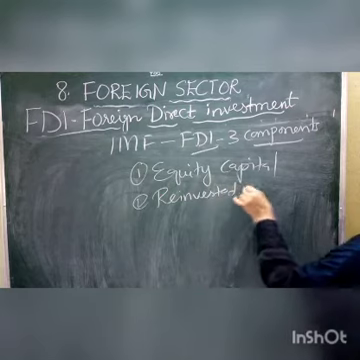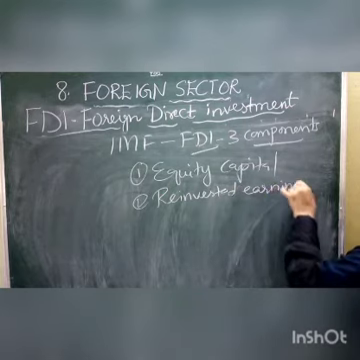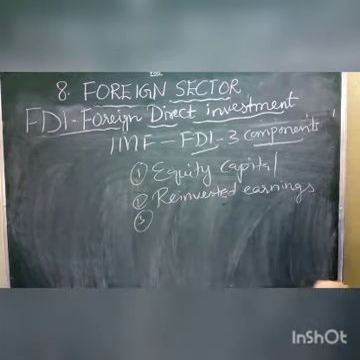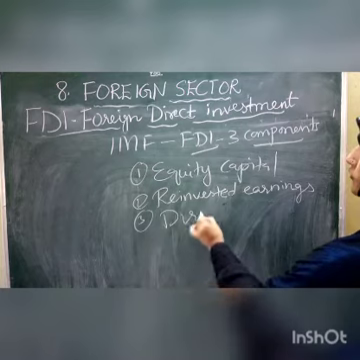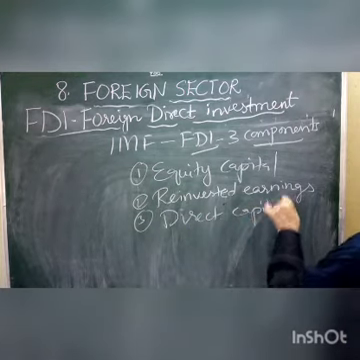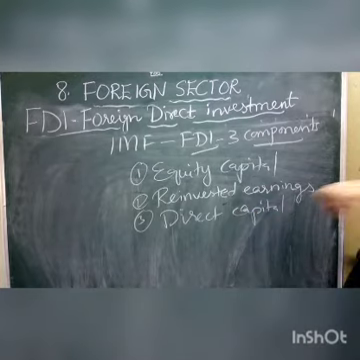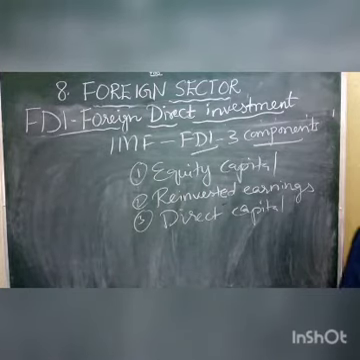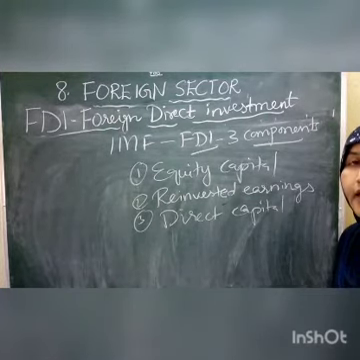Reinvested earnings is the second component, children. The third one is direct capital. So these are the 3 important components of the FDI that we find according to the IMF. What is this one, equity capital? That means how much this FDI they can invest.